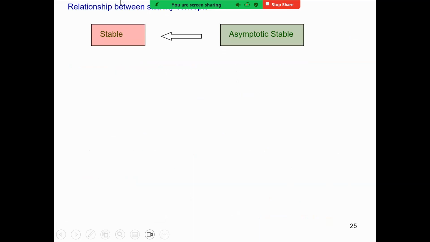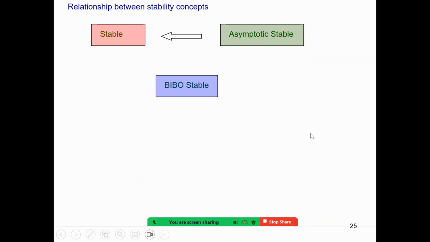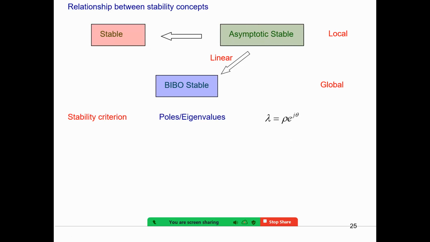Okay, and then we talk about the stability concept. We also discuss there are two types of stability, whether it's behavioral stable or asymptotically stable. We know that in general the stability concept is local, because the nonlinear system can have some equilibrium points that may be stable, but some other equilibrium points may be unstable. But for linear systems, we didn't show the proof, but it can be proven that if it's asymptotically stable, it is always BIBO stable. And we derived the stability criterion with two different points of view, right?